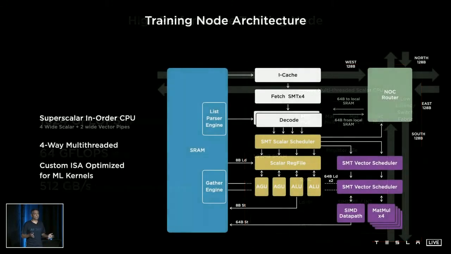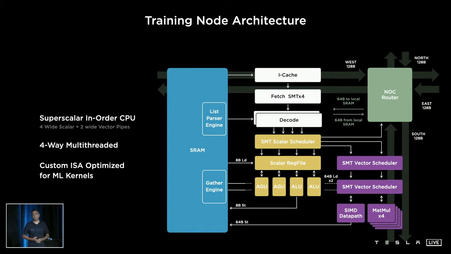So let's look at the architecture of this. The computer architects out here may recognize this. This is a pretty capable architecture as soon as you see this. It is a superscalar in-order CPU with 4 wide scalar and 2 wide vector pipes. We call it in order, although the vector and the scalar pipes can go out of order, but for the purists out there, we still call it in order. And it also has 4-way multi-threading.